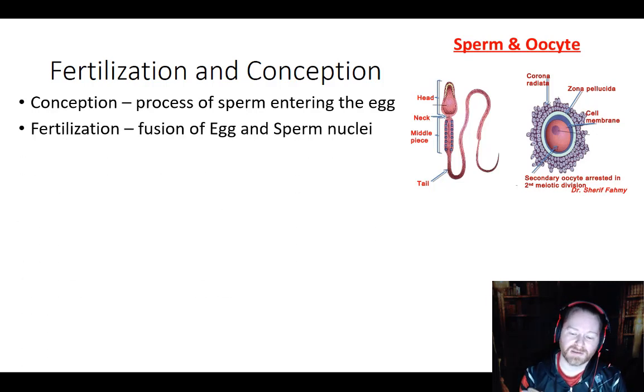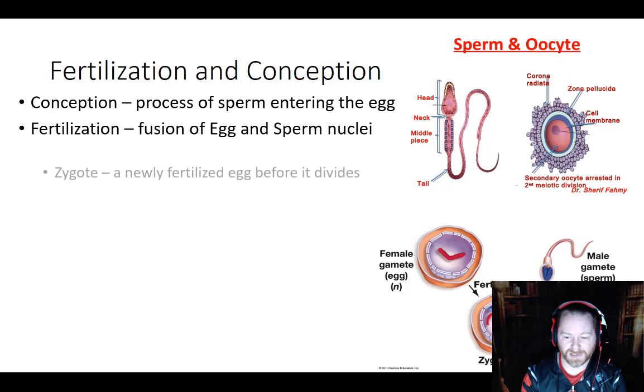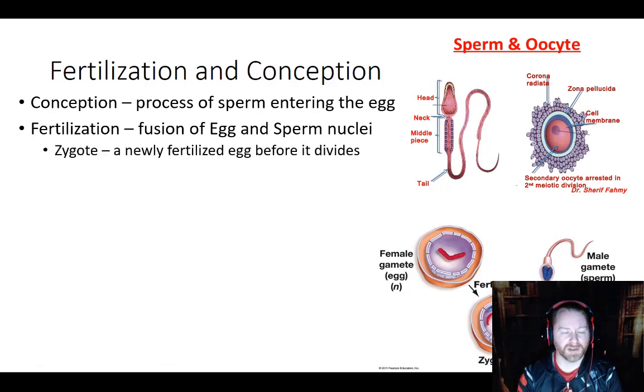Fertilization is simply the fusion of the two nuclei once the sperm gets into the egg. For humans, it would be the haploid nucleus from the sperm and the haploid nucleus from the egg fusing together to form a diploid nucleus, which would then start to develop. So that's the process of fertilization, when the two genomes are connected together.